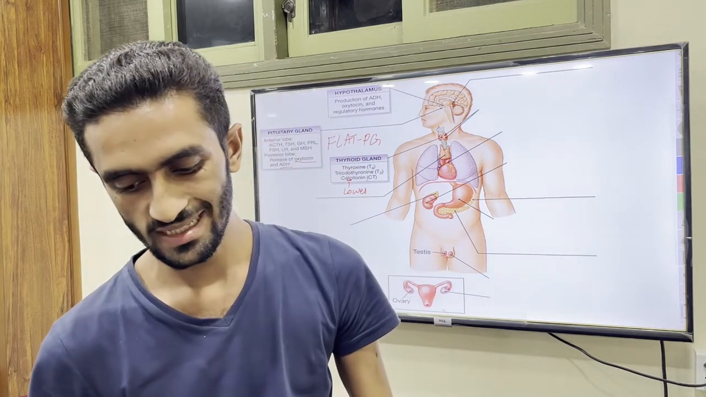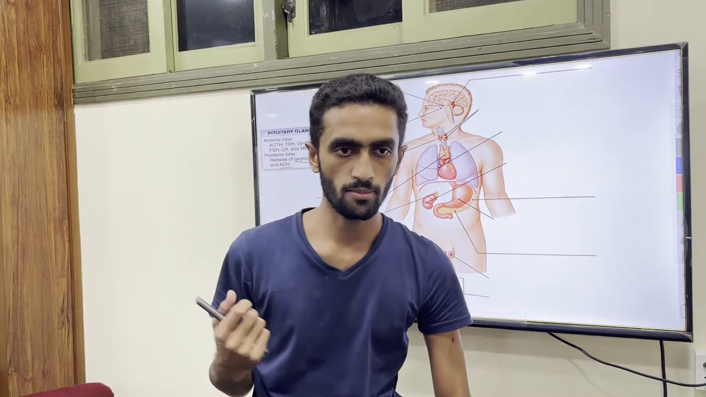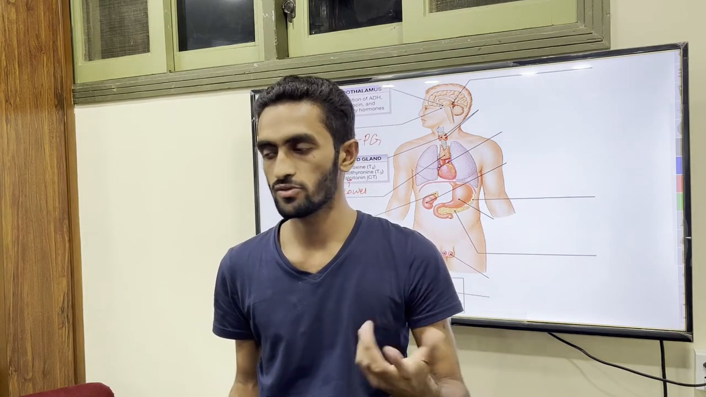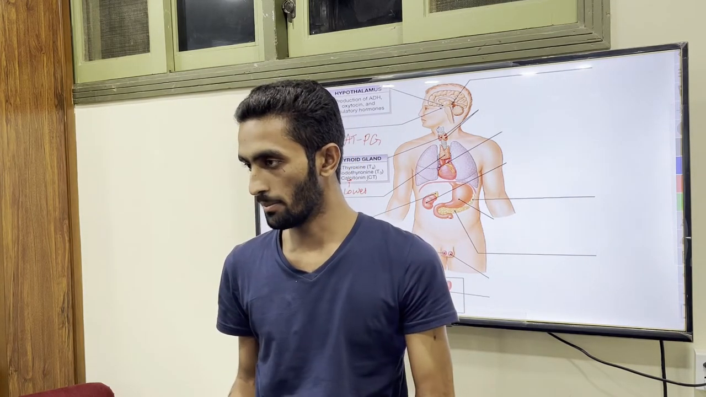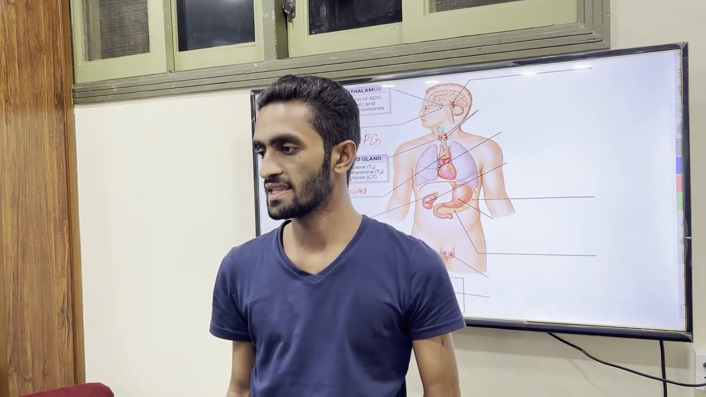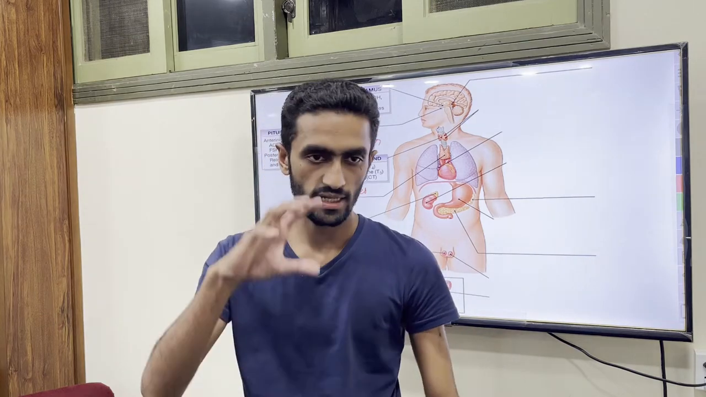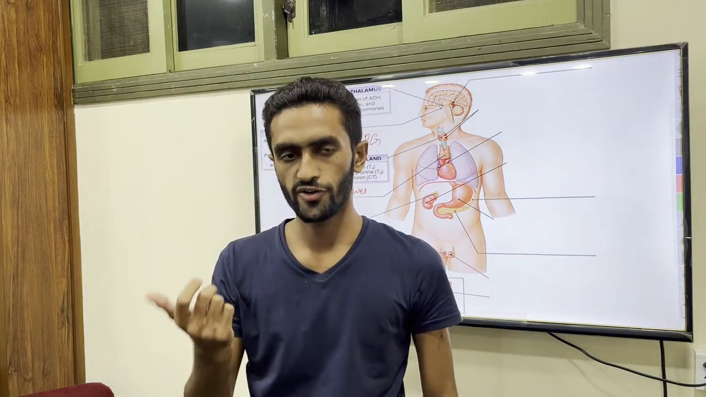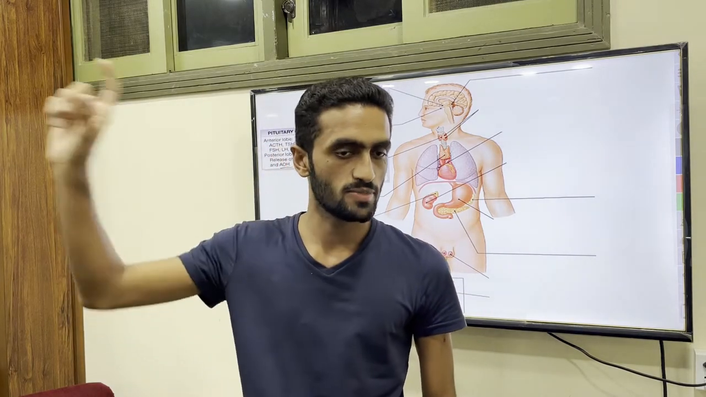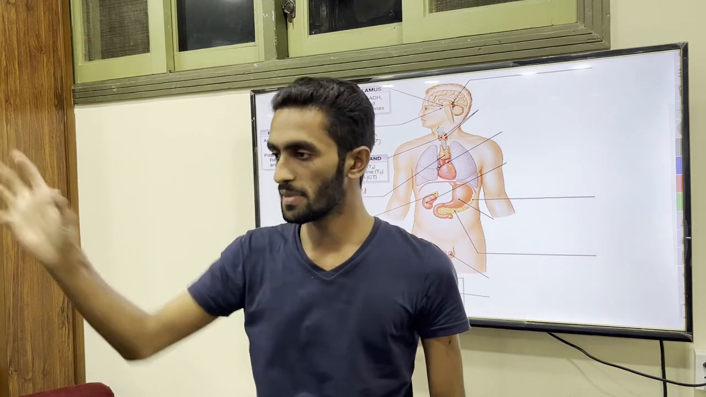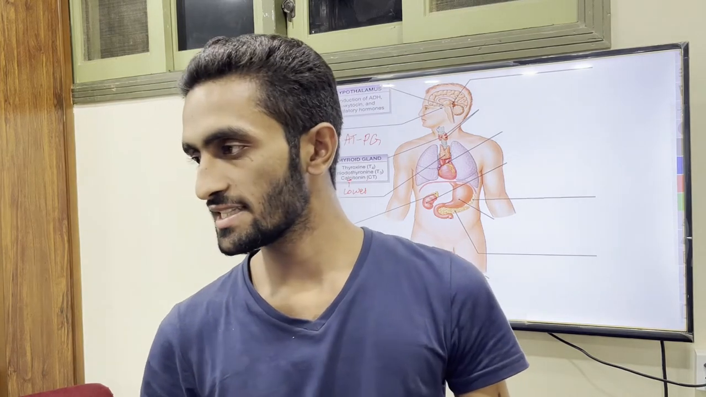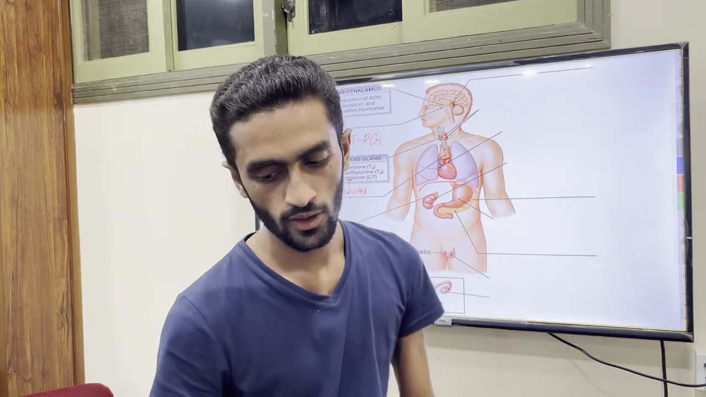and parathormone increases the calcium. So T3 and T4: T3 is the more potent form, while T4 is the less potent form, but 90% or 97% is present in the T4 form, and then it is converted into T3 to perform its job. There is an enzyme, deiodinase, which converts T4 into T3. That enzyme is present in the peripheral tissue where they have to perform their job. Just remember, T3 is more potent, T4 is less potent.